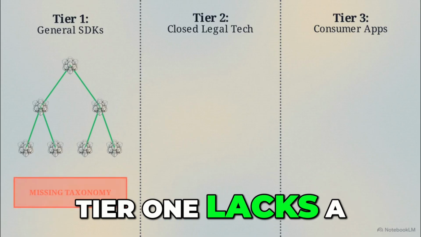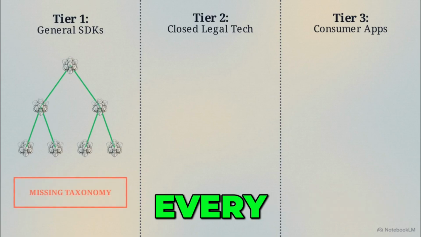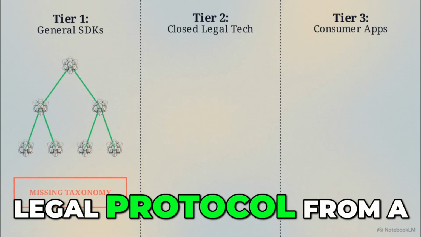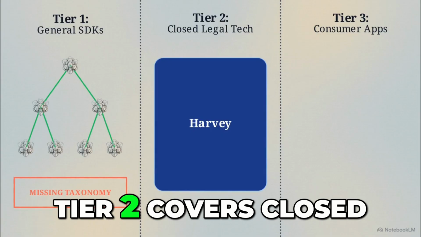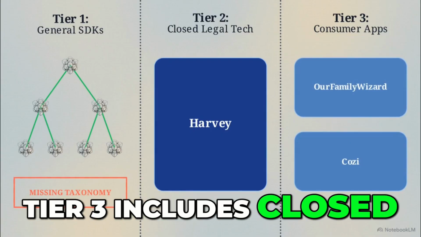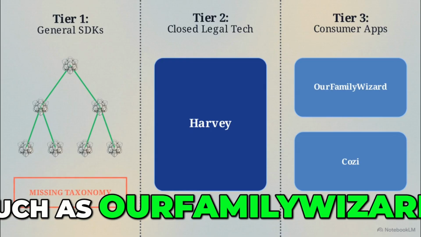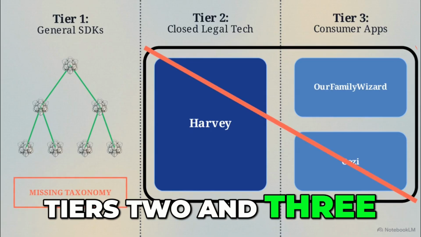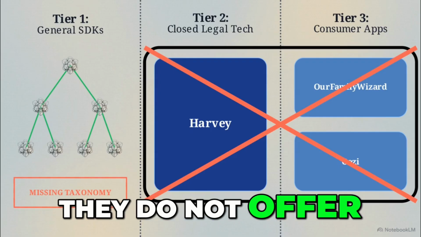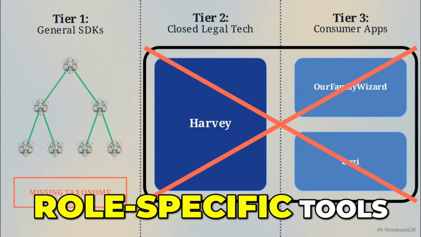However, Tier 1 lacks a pre-built, domain-safe taxonomy. Developers must build every professional safety rail and legal protocol from a blank slate. Tier 2 covers closed corporate legal platforms like Harvey. Tier 3 includes closed consumer applications for co-parenting and scheduling, such as OurFamilyWizard and Cozi. Tiers 2 and 3 share a common limitation. They do not offer a third-party developer surface, or API, for building custom, role-specific tools.